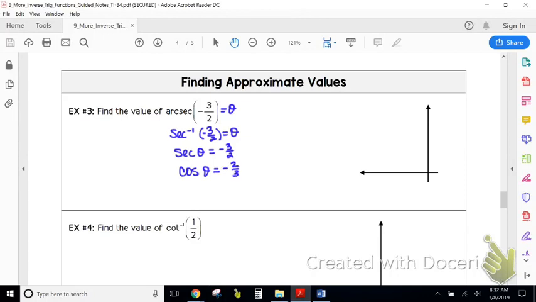And before we were able to look at our unit circle and find where we were at. But to put this in our calculator, we're going to have to change this now back to the inverse. But notice on your calculator, you don't have an inverse secant button, okay? So that's why we had to take it to cosine. And then we're going to take the inverse, so we're going to switch those. So the inverse cosine of negative 2/3 will equal theta.